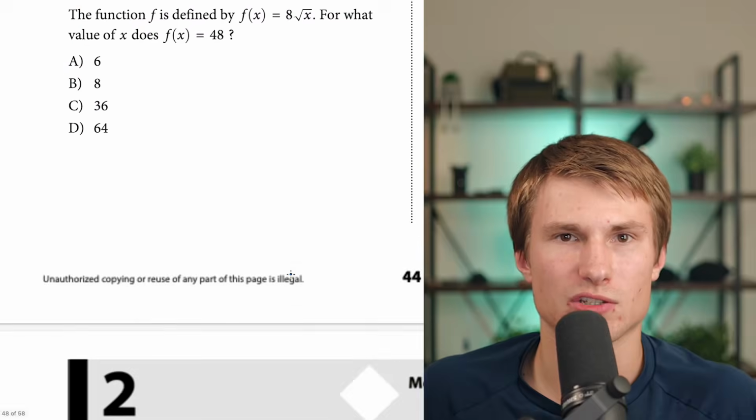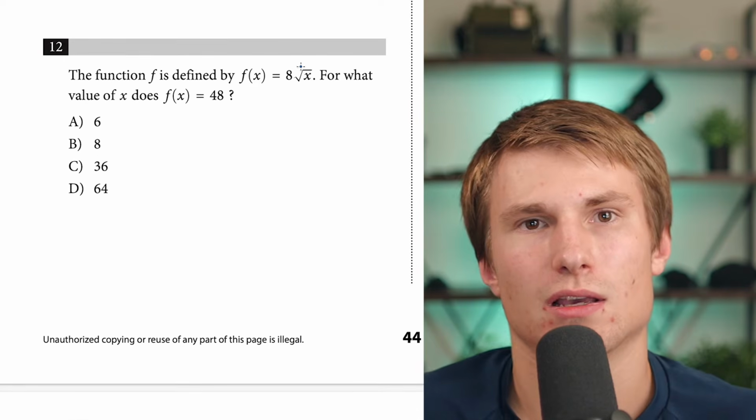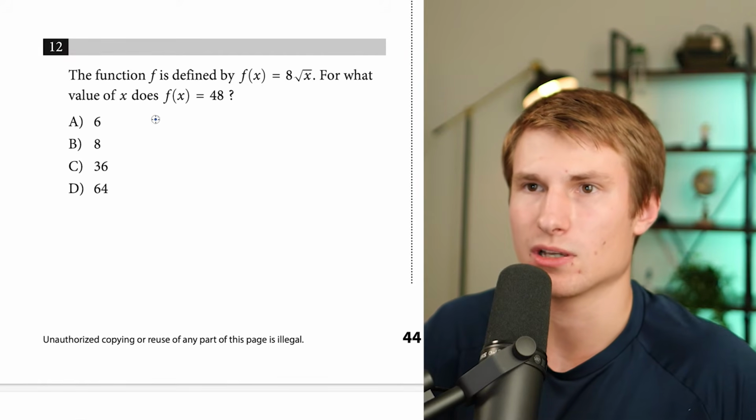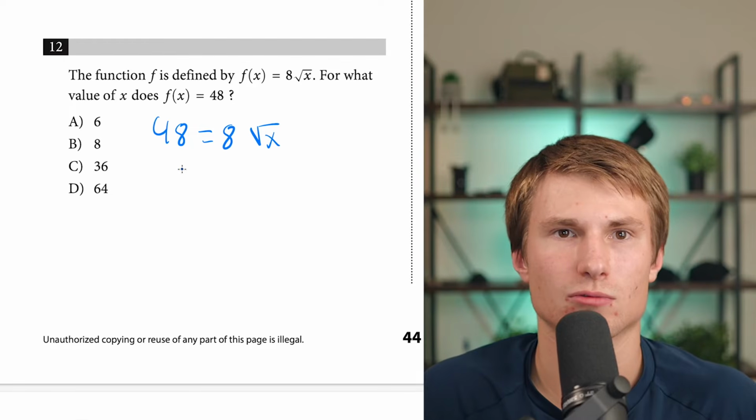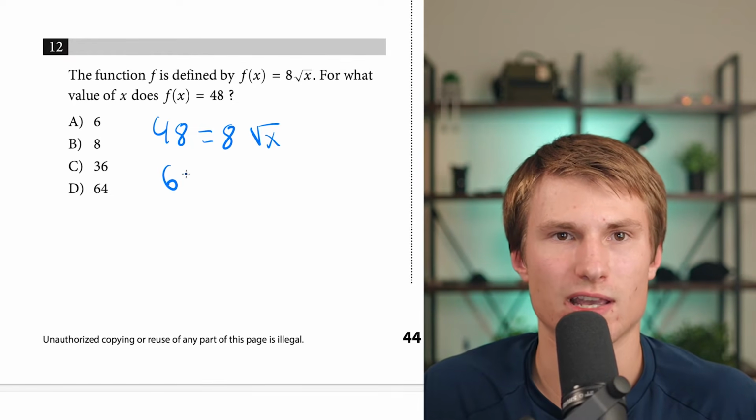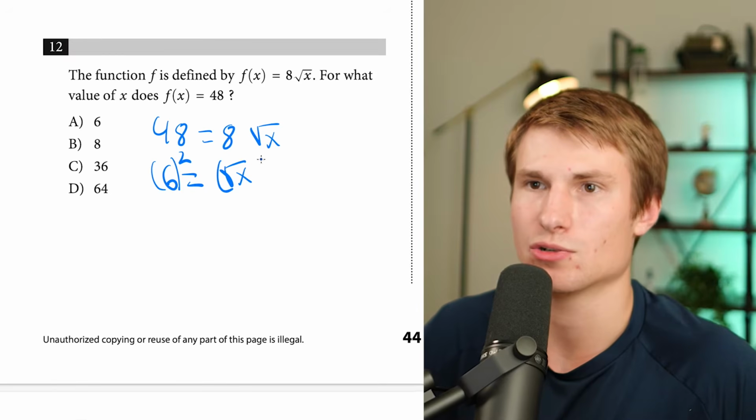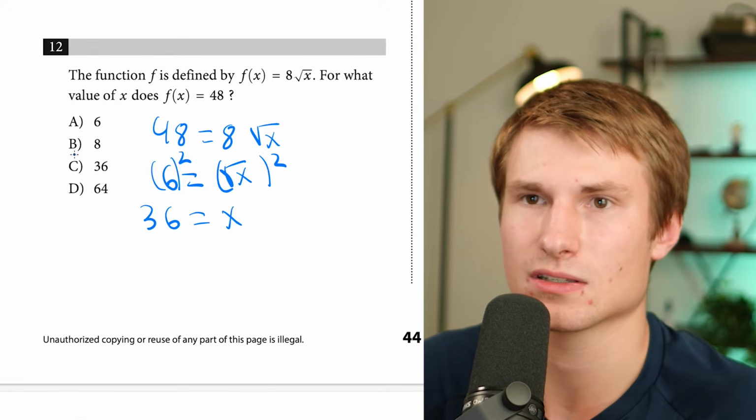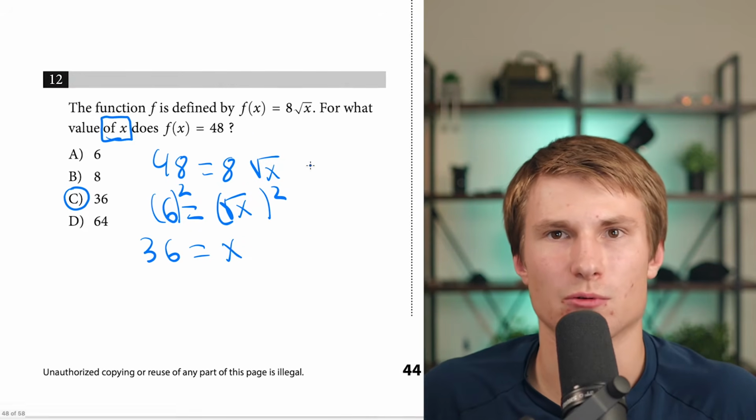Moving on to our next question, which is question number 12. We've got the function f defined by f of x is equal to 8 root x. For what value of x does f of x equal 48? We can go ahead and set this up as 48 is going to equal 8 root x. Divide both sides by 8. 48 over 8 will leave us with 6. 6 is equal to root x. We'll square both sides in order to get x out from underneath that square root, and that'll give us 36 is equal to the value of x. So our answer there would be C. We'll double check that we're answering with the value they want us to answer with, which is the value of x, which we are. So our answer there will be C.